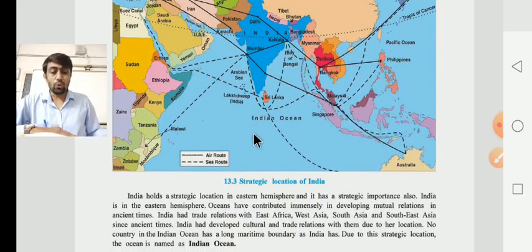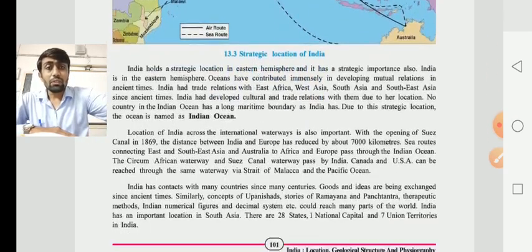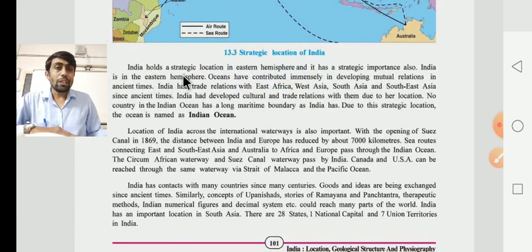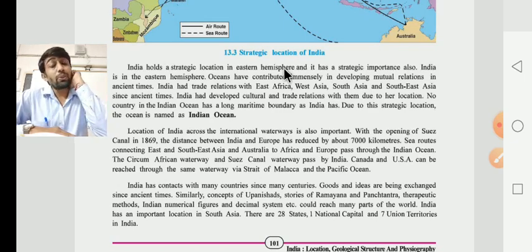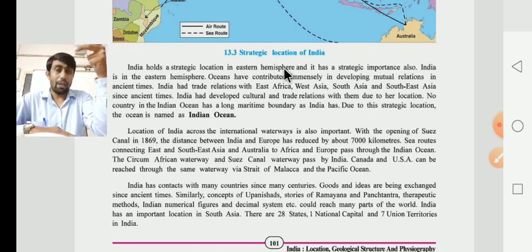Same way, you have to see that India holds a strategic location in the eastern hemisphere. We know very well what the meaning of hemisphere is. Hemisphere means any globe that is divided into two parts. That is known as a hemisphere. One is the southern hemisphere and one is the eastern hemisphere.